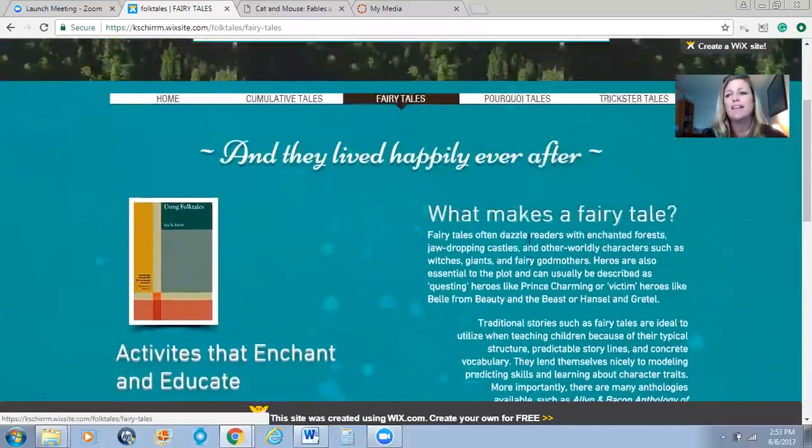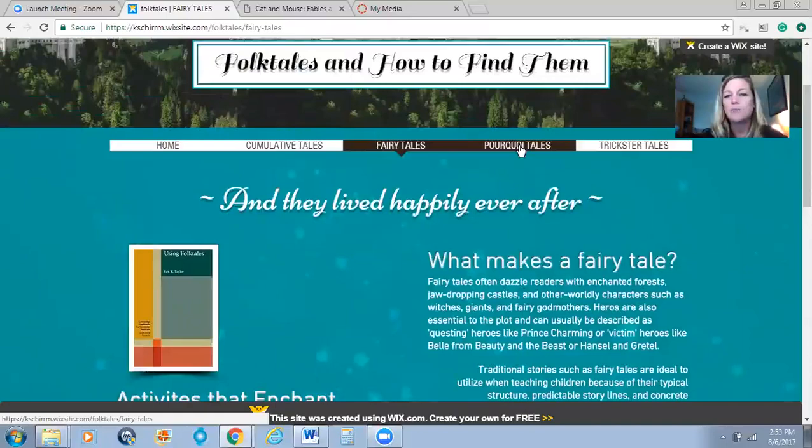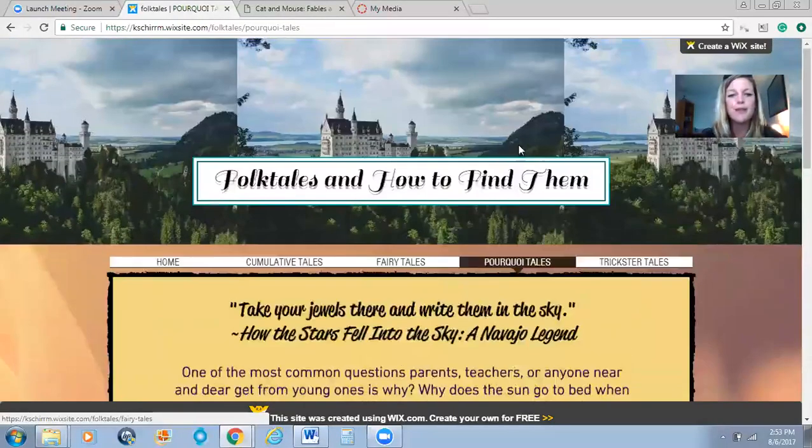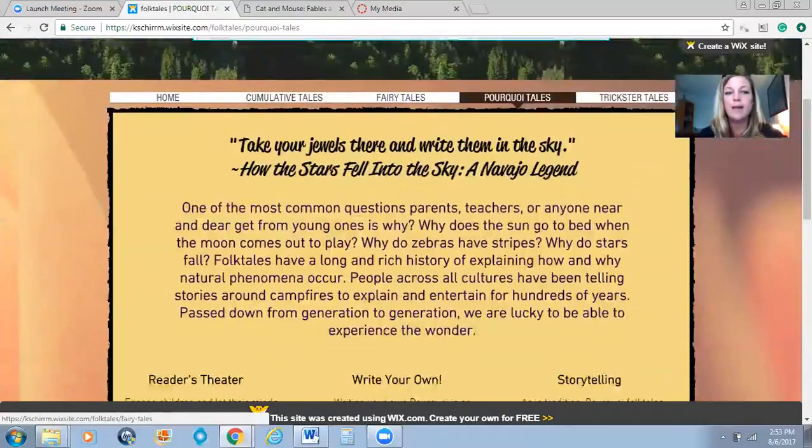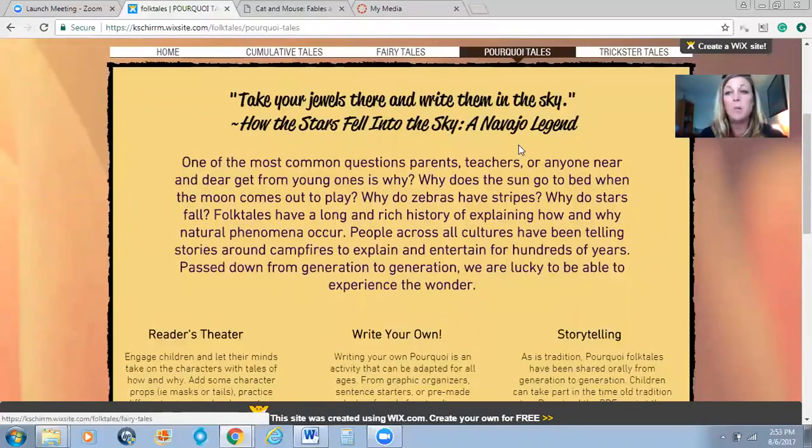Jigsawing's a lot of fun. It can get kids really talking and engaged with the actual story. Next up, we have the pourquoi tales, and a little bit of description. These are the "why" stories. They explain the how and the why of how things are in our world.